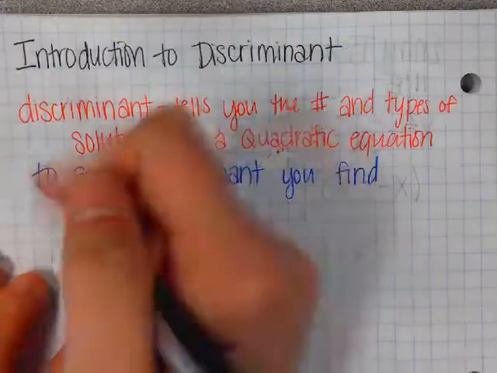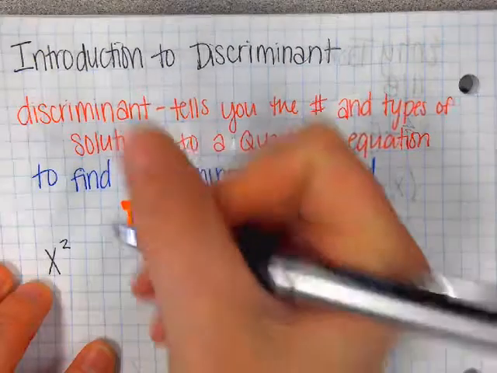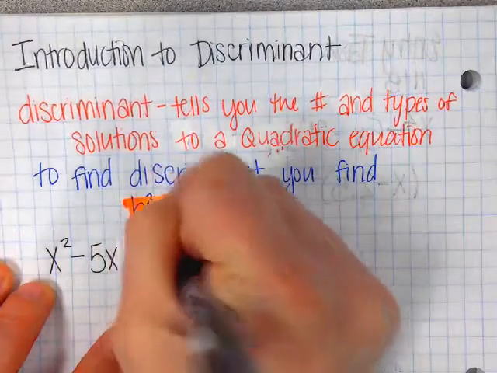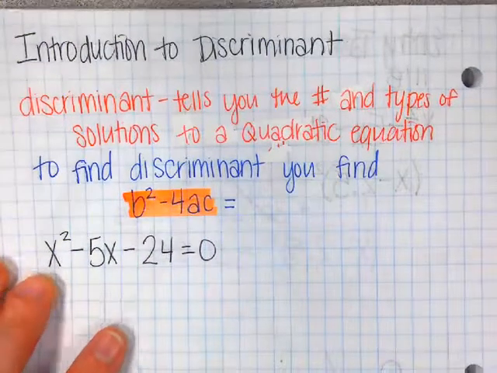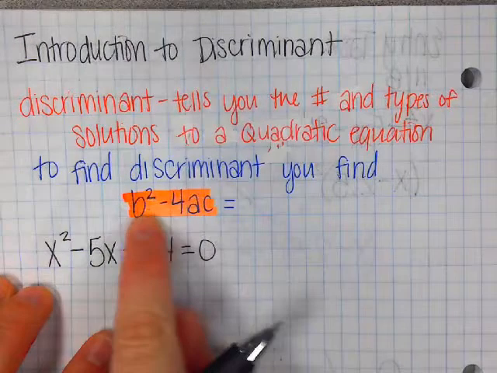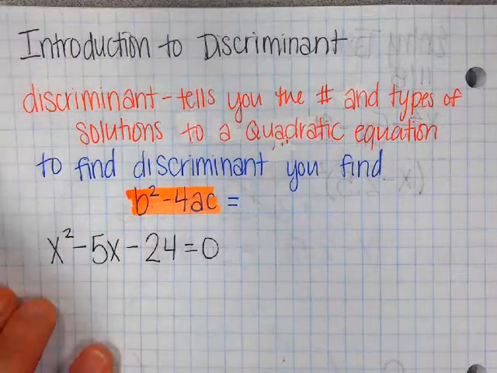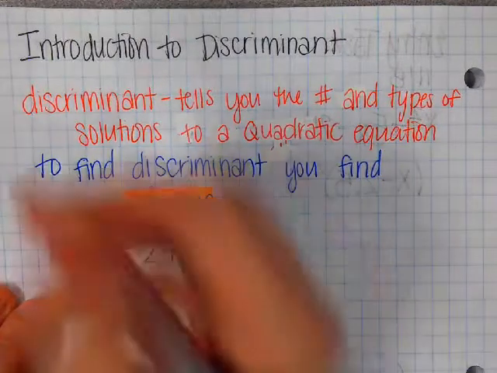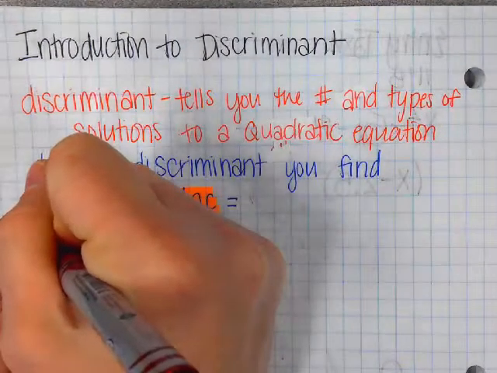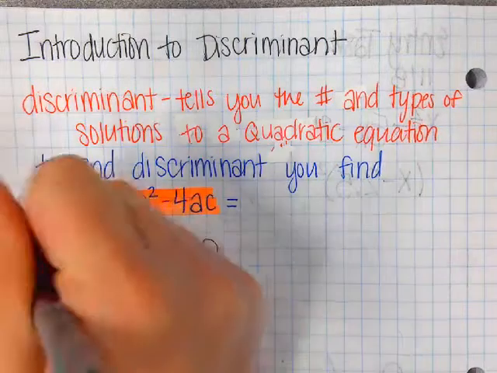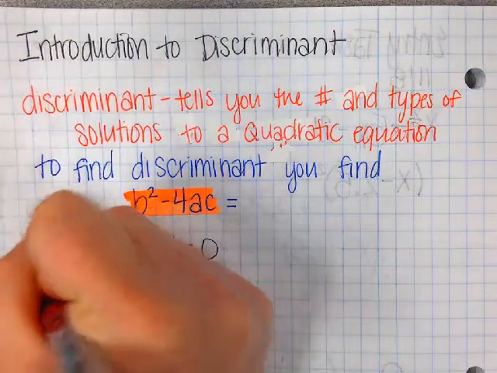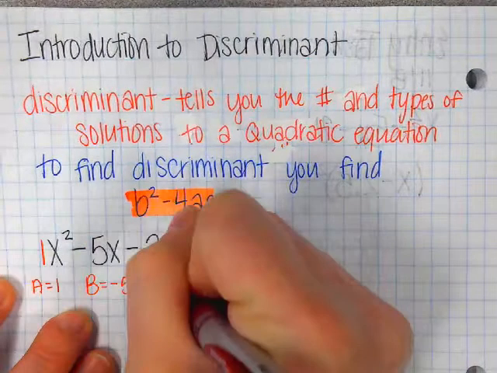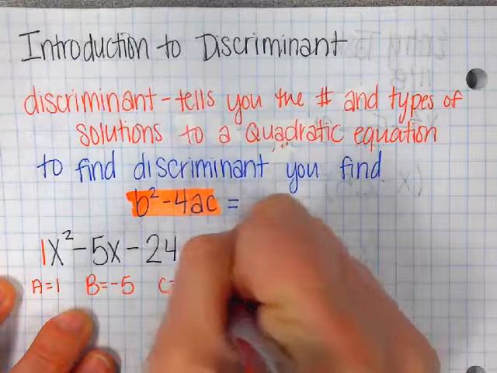So if I have the equation x squared minus 5x minus 24, if I have that quadratic equation, and I use all of these values in that, it's going to tell me how many solutions I have. So if you look, the number in front of x squared is always a, so a equals 1. The b equals -5, and the c equals -24.